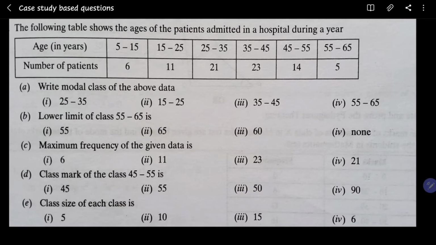You can see the frequency 23, which is the highest frequency among all these frequencies given, the number of patients. So the corresponding class, which is from 35 to 45, is the modal class. So option 3 is correct one. Second question, lower limit of the class 55 to 65. Of course 55 is the lower limit and 65 is the upper limit.